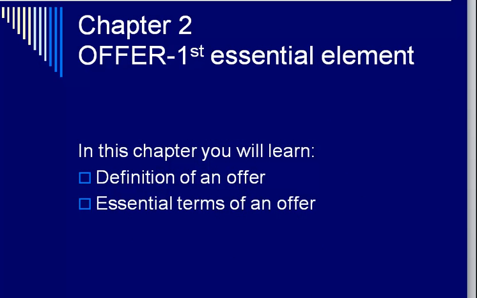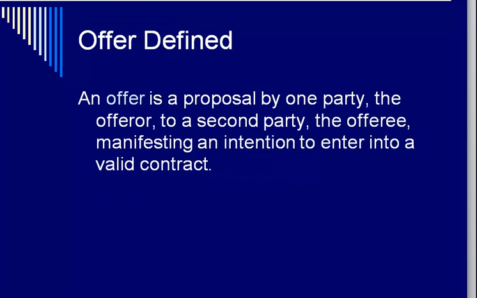In this chapter, you'll learn the definition of an offer, the essential terms of an offer. An offer is the first essential element of a contract. This is the definition of an offer: a proposal by one party who gets called the offeror, with an OR, to another party, the offeree, that manifests an intent to enter into a valid contract.